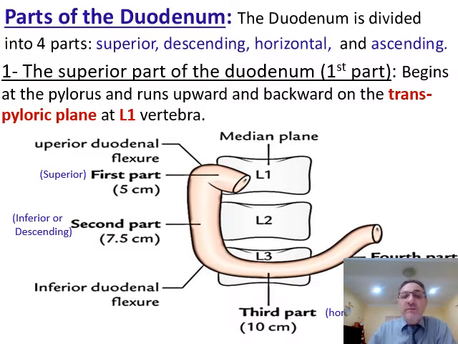So the first part, this is the first part, which is 5 centimeters in length. And it runs upward and backward on the transpyloric plane.